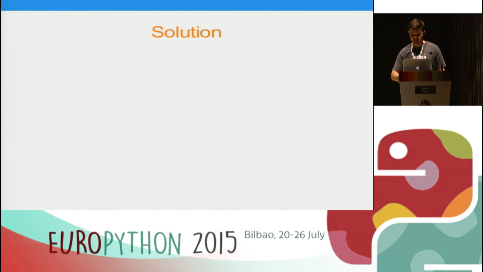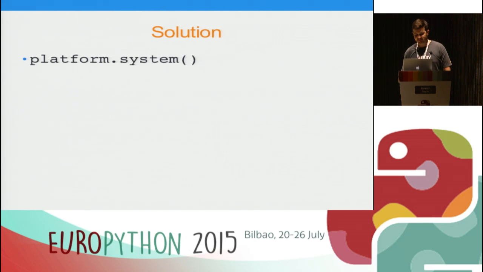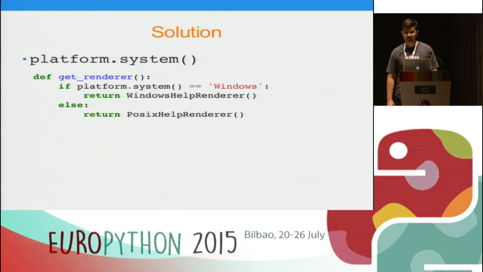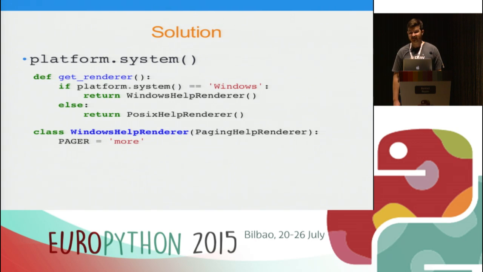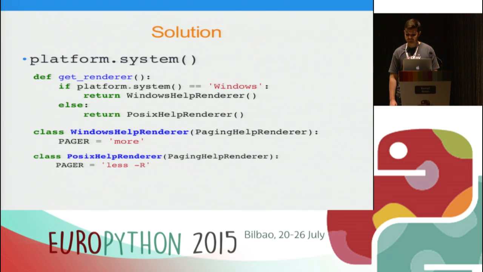So the solution here is to have platform-specific code. If you use the platform.system call, that will let you determine what operating system you're running on. In this snippet, I'm checking to see if the system is Windows, and I'll return a help renderer specific for Windows, if so. If not, I'll return a POSIX help renderer. And if you look at these subclasses, the pagers that get assigned are what you expect. For Windows, we have the utility more, and for POSIX, we have less.